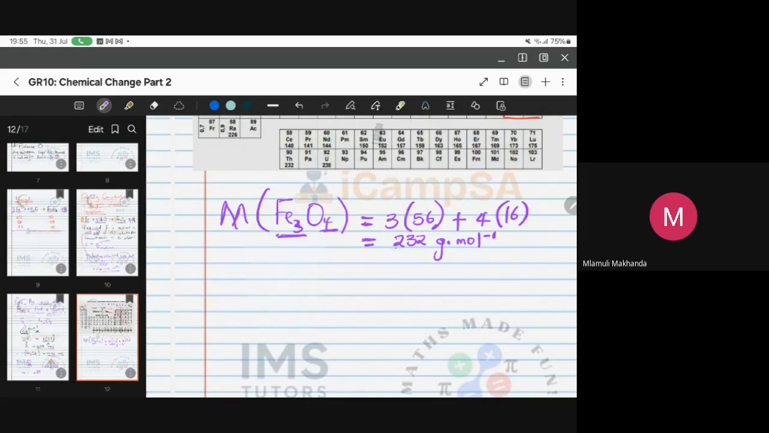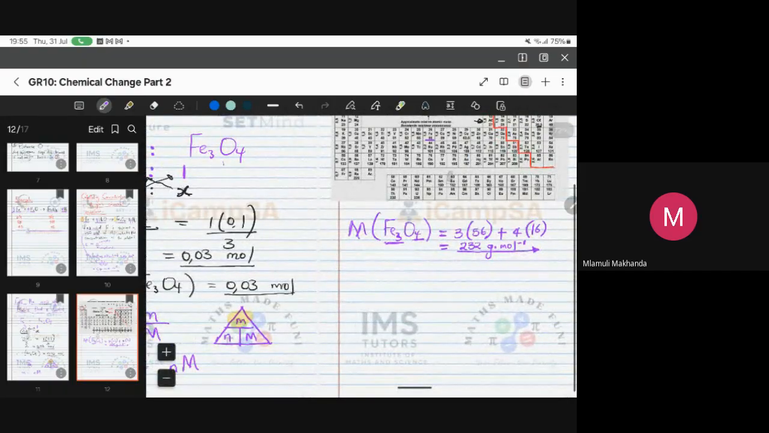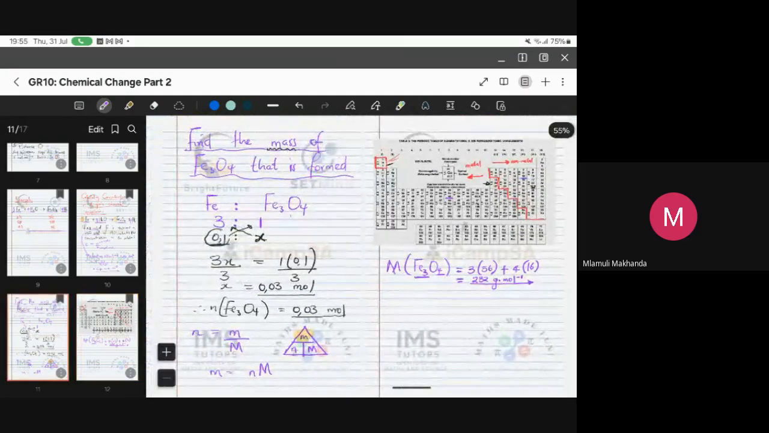Yes, if you were in our previous lesson, you would remember what grams per mole mean. Right, it just means for every one, let me see this.